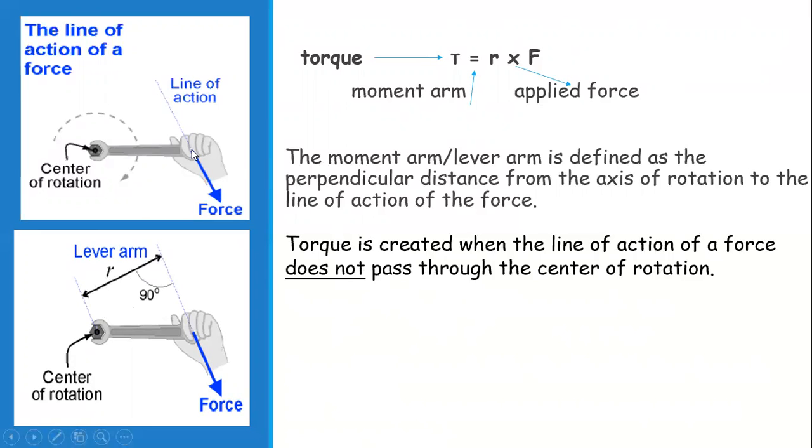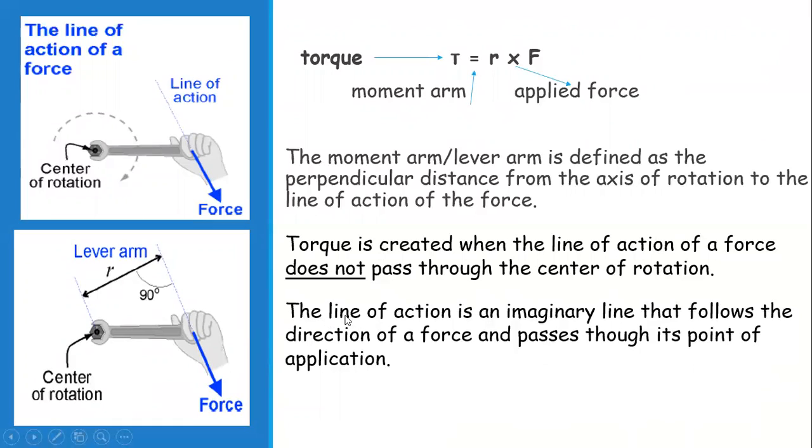Now you see that this is the line of action of force, and it is not passing through the axis of rotation. If it passes through the axis of rotation, it means that there is no moment arm and no turning effect. Now what is the line of action? A force is an imaginary line that follows the direction of a force and passes through its point of application. Now you can see this is the point of application. It passes through the point of application and it is following the direction of force.